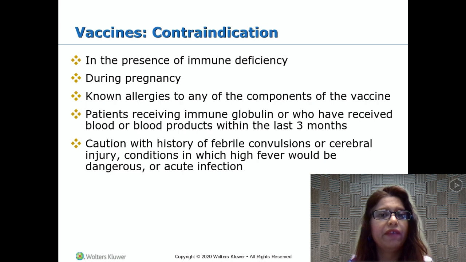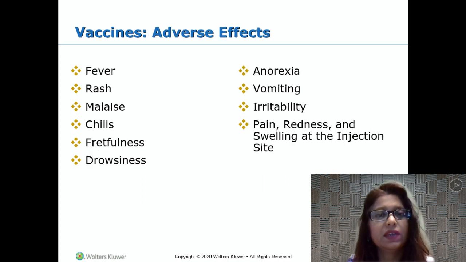Contraindications. When would you not give a vaccine to a person? When they are pregnant, when they have immune deficiency, meaning their body does not have enough fighting factors, so if we give them those vaccines, that would not help them. If they have allergies, or a patient receiving immune globulin or who has received blood or blood products within the last 3 months. And caution with a history of febrile convulsions or cerebral injuries, conditions in which high fever could be dangerous, or acute infection.